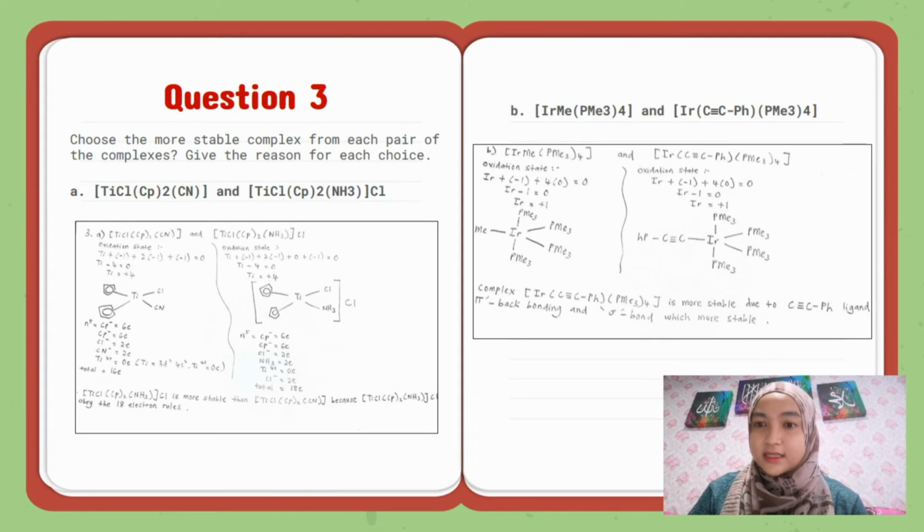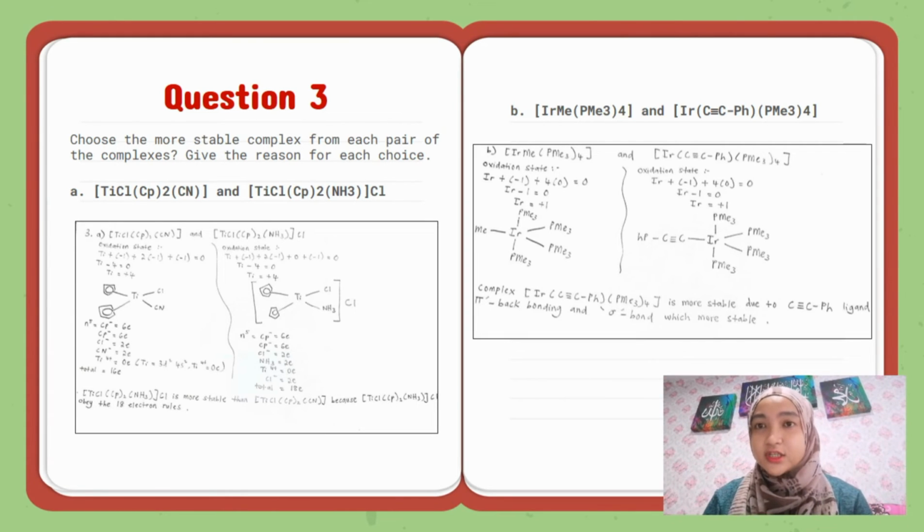For the second complex in question A, the metal center remains the same, titanium, and the oxidation state is also the same, +4. In the second complex, there are 2 Cp negative, 2 Cl negative, 1 NH3 and 1 titanium 4+. The total number of electrons is 18. So the second complex is more stable than the first because it obeys the 18 electron rule.